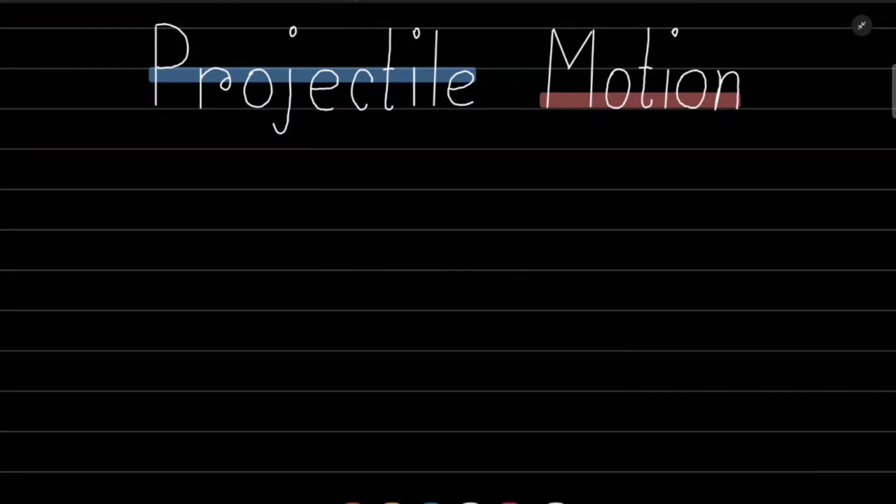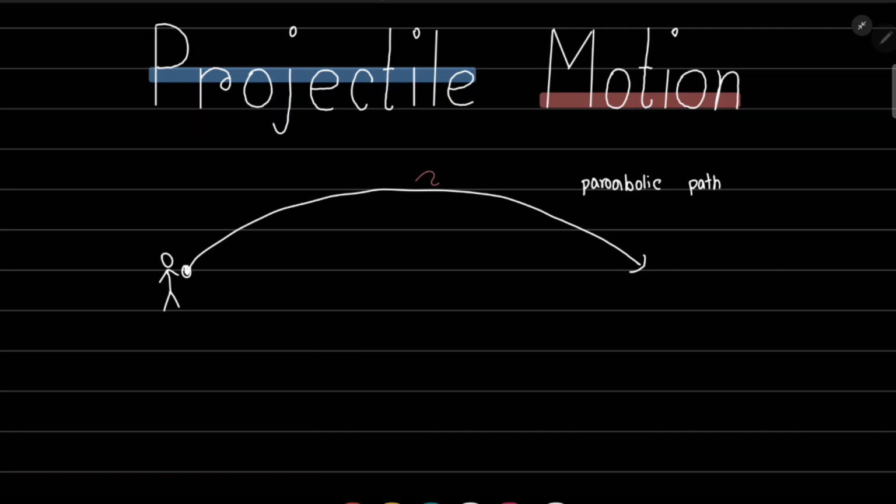Projectile motion is the motion of anything under gravity. So when you are throwing a ball, suppose you have a ball in your hand and you're throwing it, it moves in a path something like this. It's called a parabolic path, and you have gravity acting on it throughout the journey. So this white sketch is the path that the ball takes to the ground.